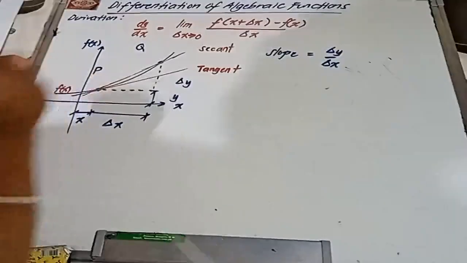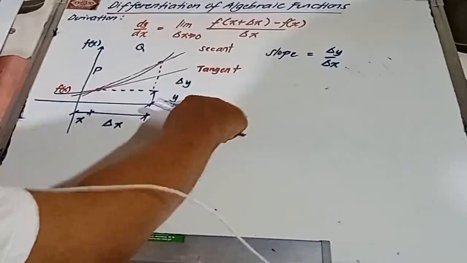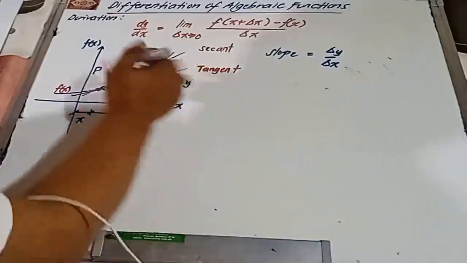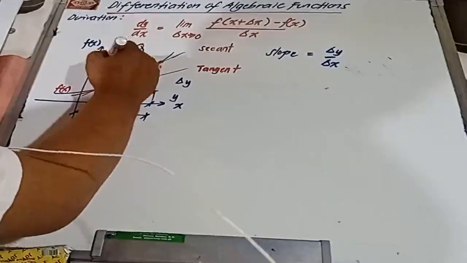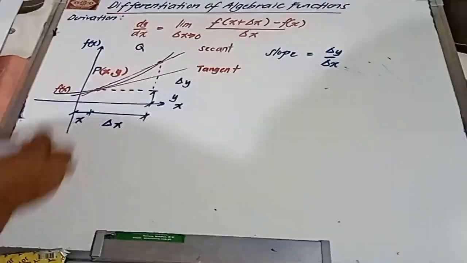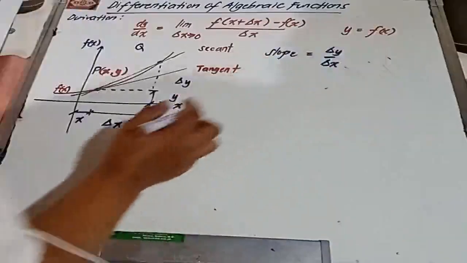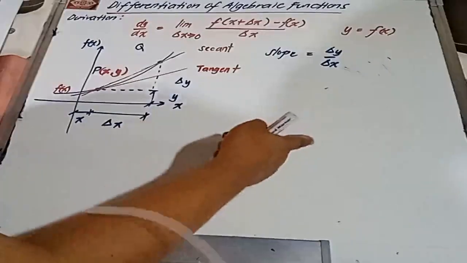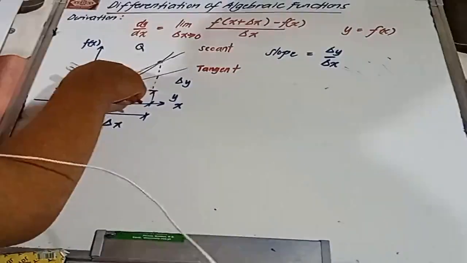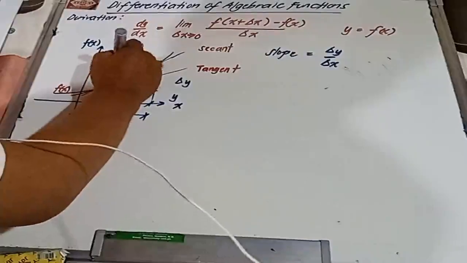Ano ba yung coordinates ni point P? Coordinates ni point P, x, y. Okay? Horizontal distance, vertical distance. So this is x, y. But y is also the same as f of x. No? That is y in terms of x. Okay? So I can replace y by f of x.